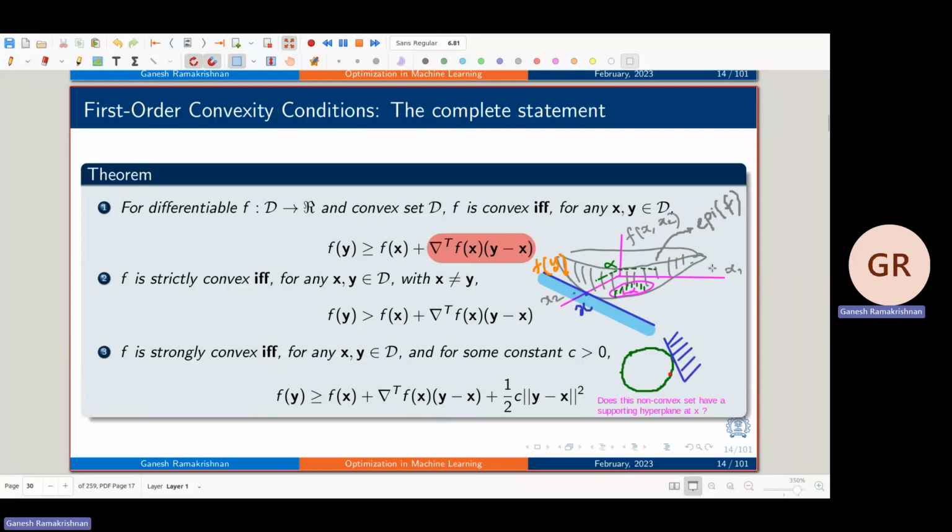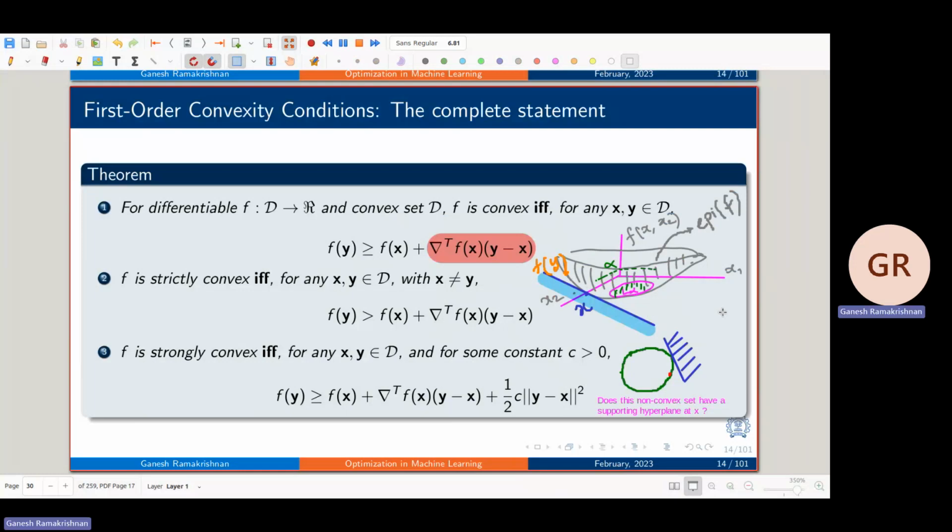Whatever I was trying to show on the board here, I've tried to show it again. This is the gradient. So f of y is greater than or equal to f of x plus the gradient term. This is the part above. And I've shown the connection with the epigraph. You can also see its connection with the sublevel set. The supporting hyperplane is just going to be a projection from the epigraph. That's it.